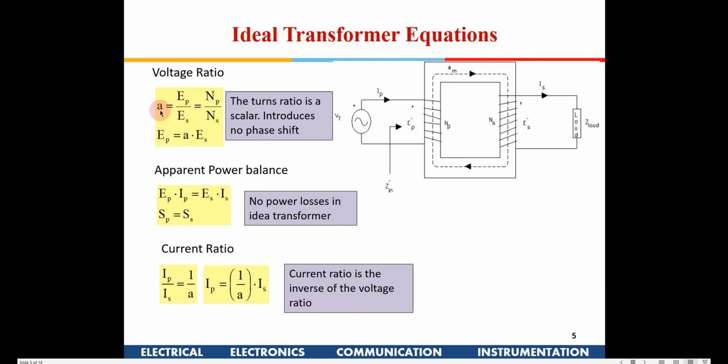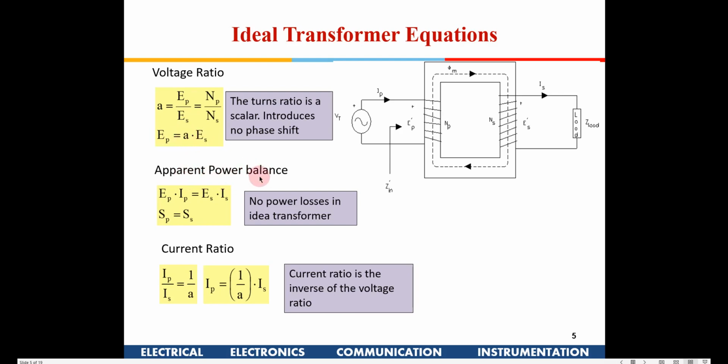Now this A is known as the transformer ratio. It is primary divided by secondary, so it is also equal to E primary divided by E secondary. So we know E primary is equal to A into E secondary, right?